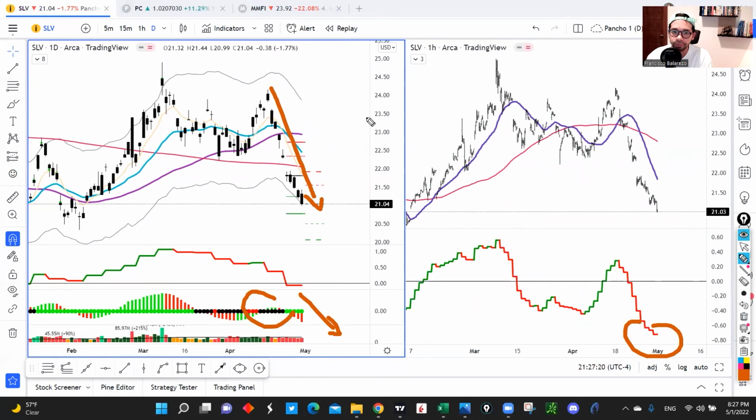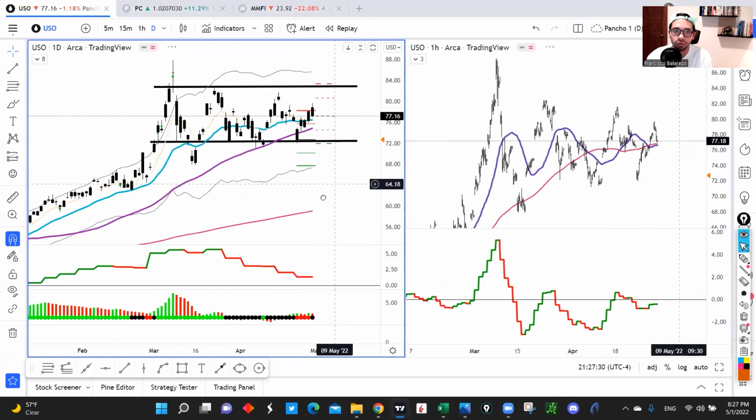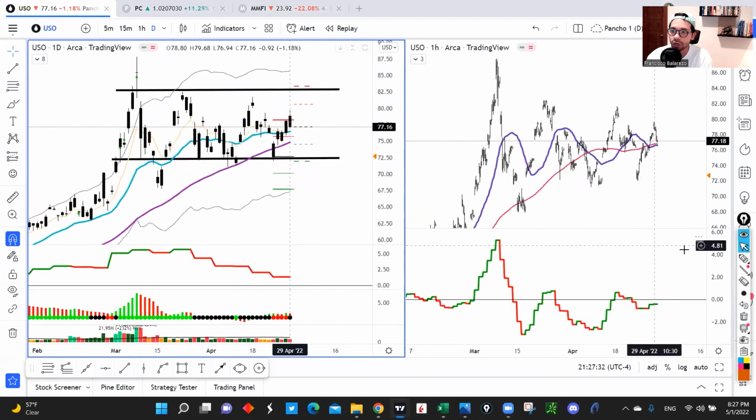You can see right here when we had this test in the daily, you can see that this was already moving to the downside, and that was an indication that there was a high probability that this move was going to fail. Now we have USO, and if we take a quick look at USO, we have a squeeze.